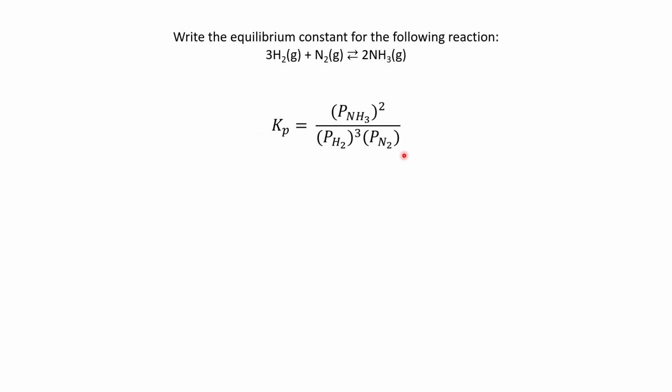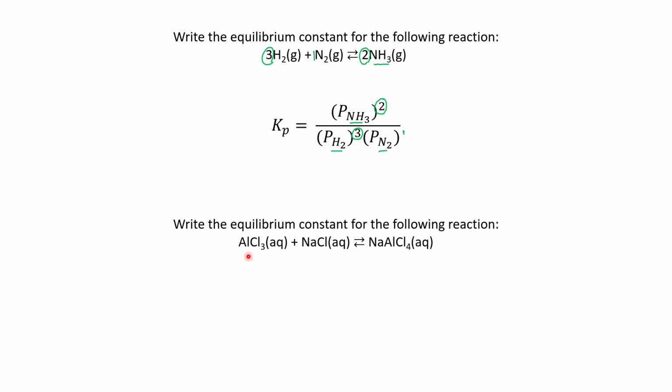Here is my Kp. I have the pressure of my products, my ammonia, my NH3. Of course, that is squared because I have a 2 in front of it. That is going to be over my reactants, which are hydrogen gas, which is going to be cubed because I have a 3 here, and nitrogen gas, which we don't write it in, but is raised to the first power because, of course, as we did not write in here, there is a 1 right here. Initially, you might find it helpful to write that 1 in just so that you know that everything is raised to its proper power, but generally we don't put the 1s in.